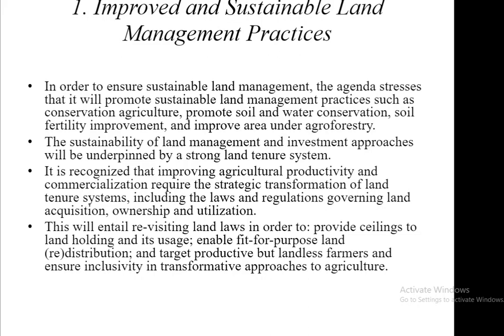Let's look at the improved and sustainable land management practices. In order to ensure sustainable land management, the agenda stresses that it will promote sustainable land management practices such as conservation agriculture, soil and water conservation, soil fertility improvement, and improved area under agroforestry. The sustainability of land management and investment approaches will be underpinned by strong land tenure systems, as it is recognized that improving agricultural productivity and commercialization require the strategic transformation of land tenure systems, including the laws and regulations governing land acquisition, ownership, and utilization.